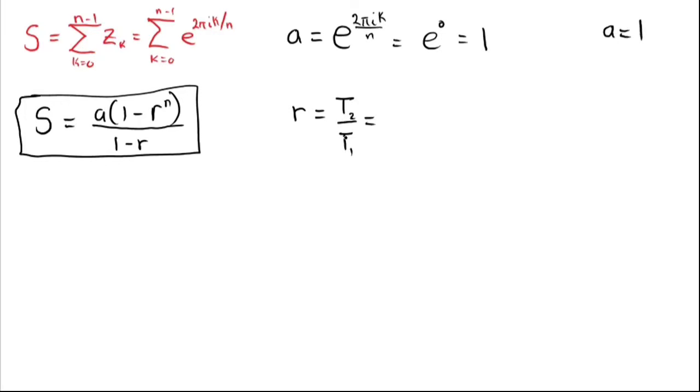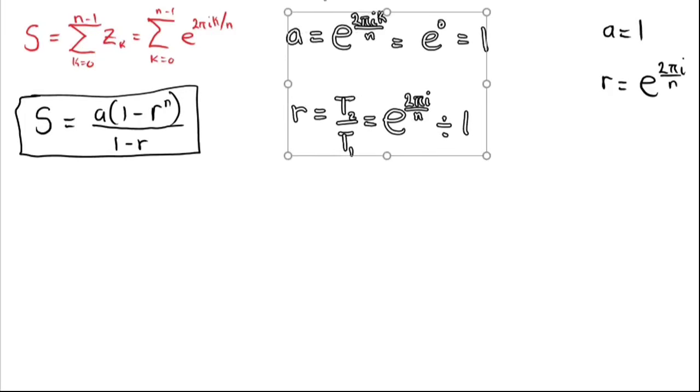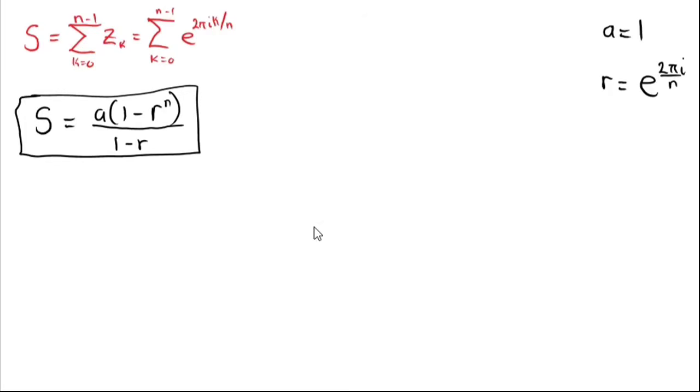Now, if we divide the first two terms, our term 2 will be e raised to the power 2 pi i, then I replace k with 1, divided by n. Now this whole thing is divided by the first term, and remember, we just found that the first term is 1. So since I'm dividing by 1, it means that the common ratio is simply e raised to the power 2 pi i divided by n. All right, so now that I have those two, I can go ahead and substitute in the formula that we have for the sum.